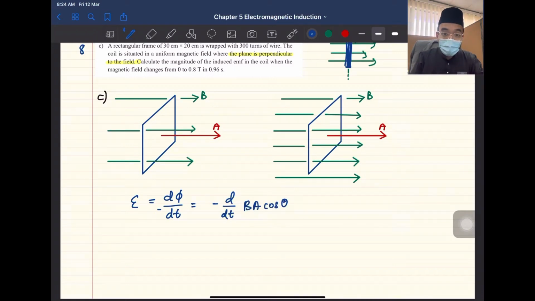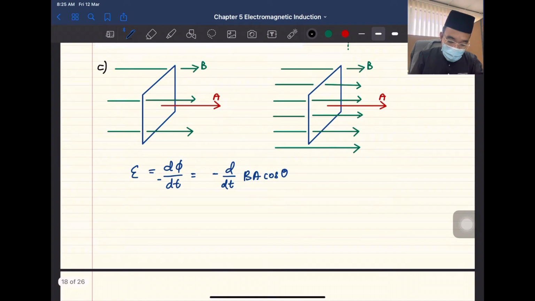Between A and theta, which one is changing? In this question, it says the thing that is changing is actually the magnetic field. Magnetic field in 0.96 second. So I can write this one as negative. I can bring A and cos theta forward because that one is not changing with respect to time.